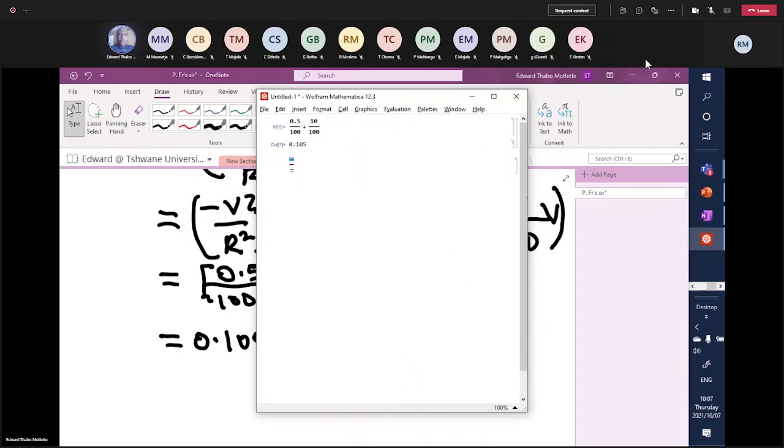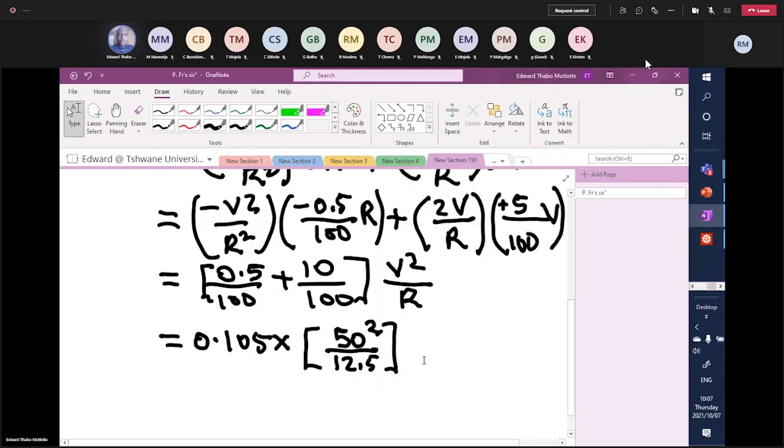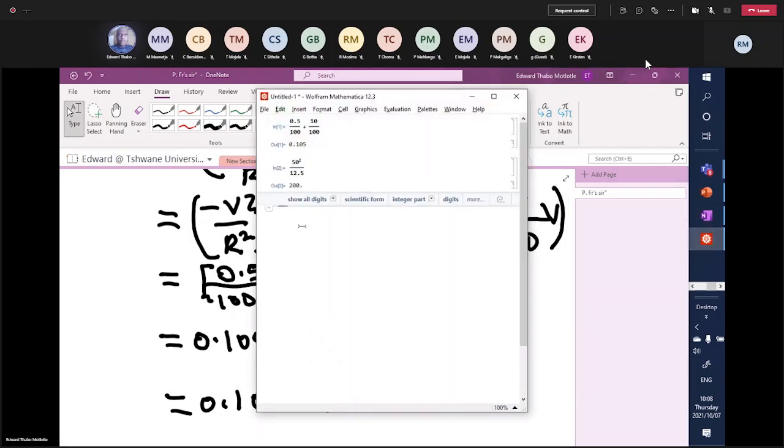So we have 50 squared divided by 12.5. This gives me 200. So this means this is equivalent to 0.105 multiplied by 200. And this is equal to 21. I just have to prove that it's 21 by just doing it here.